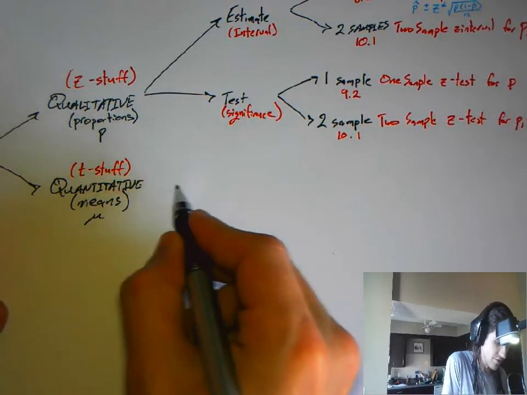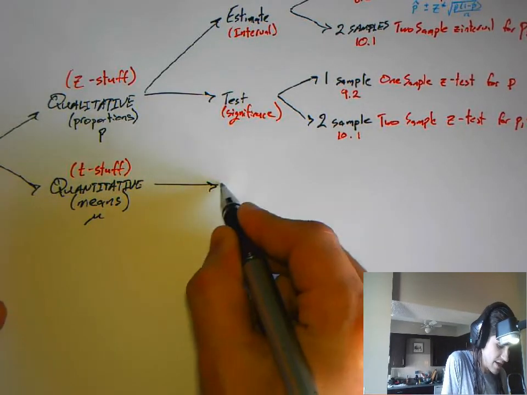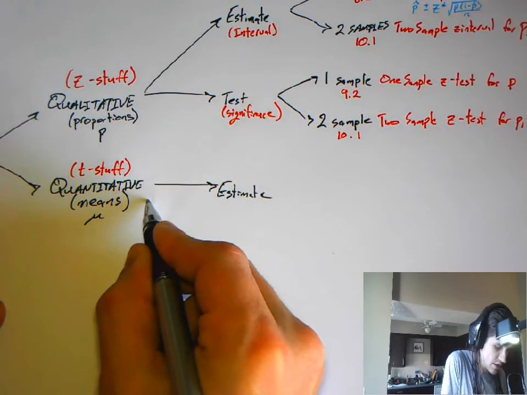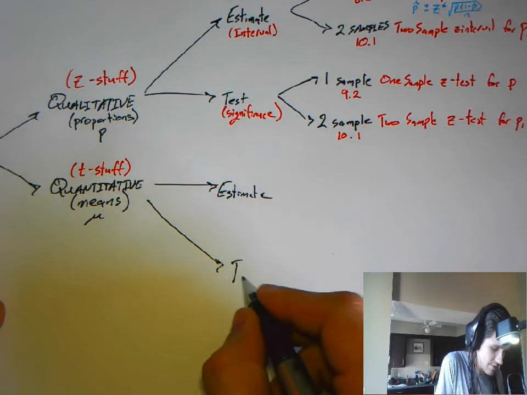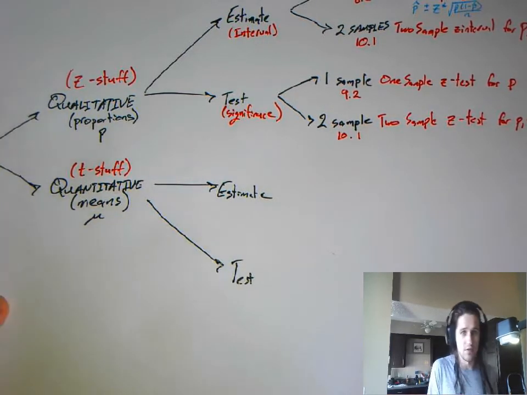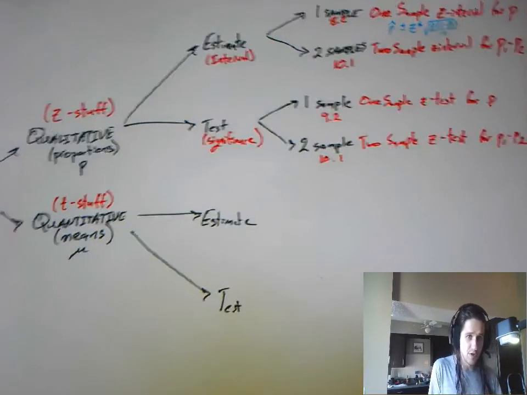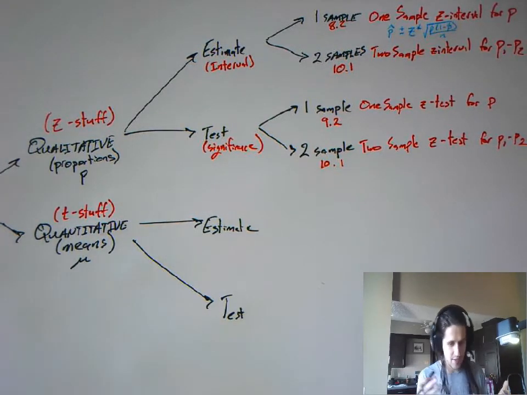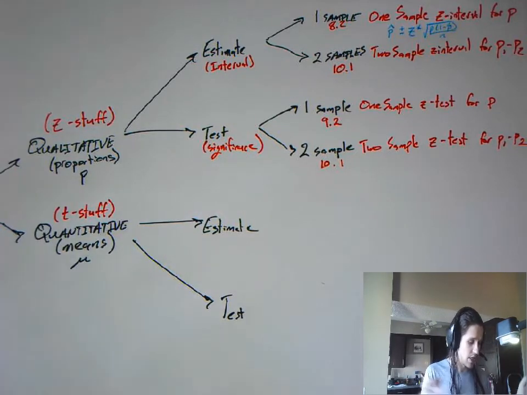Again, we could do one of two things. We could estimate, or we could test. If we're doing quantitative stuff, that is t stuff. We're trying to estimate a mean. We're going out and getting a number from a bunch of people, adding it together, dividing by the total number of people, and we're saying, okay, here's our estimate of the mean, and up or down, here we go.